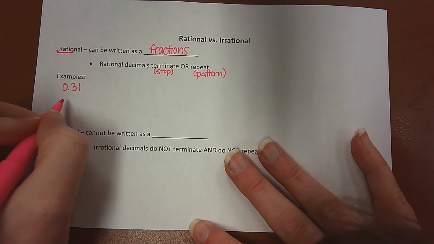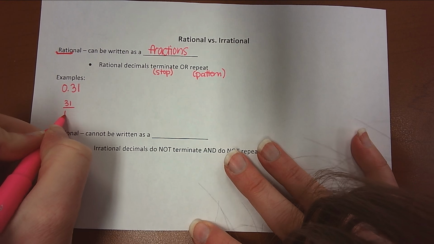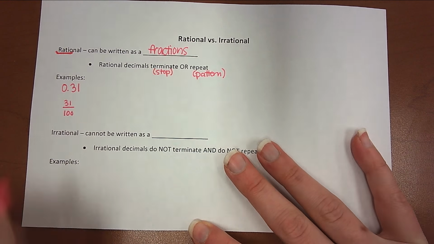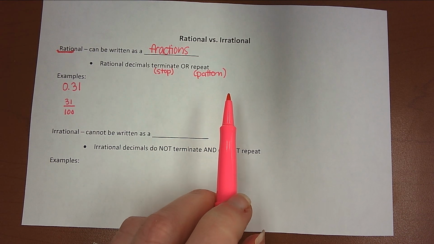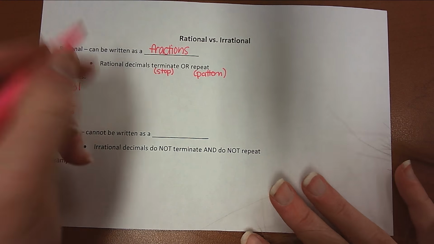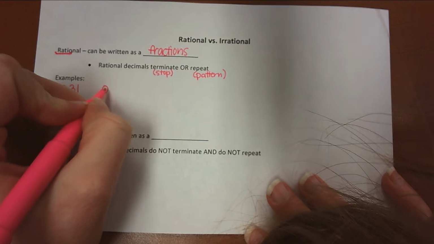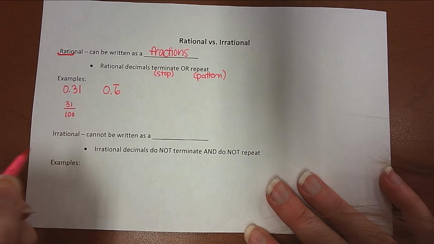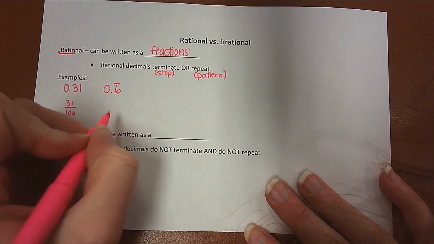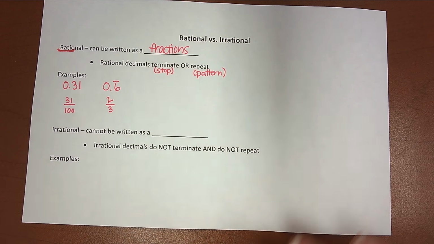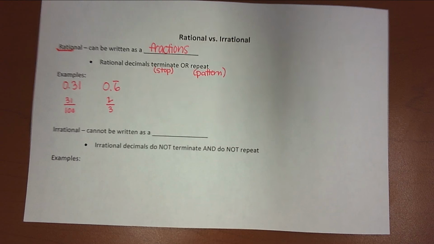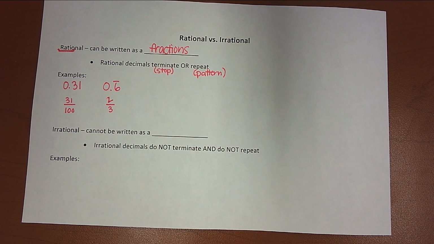And we know that we can write that as a fraction, 31 over 100. So 31 hundredths is a decimal. That's a rational number. We could have decimals that repeat with a pattern, so like 0.6 repeating. We know this decimal that repeats, it's a kind of a common one. That rational, or that ratio, that fraction is 2/3.